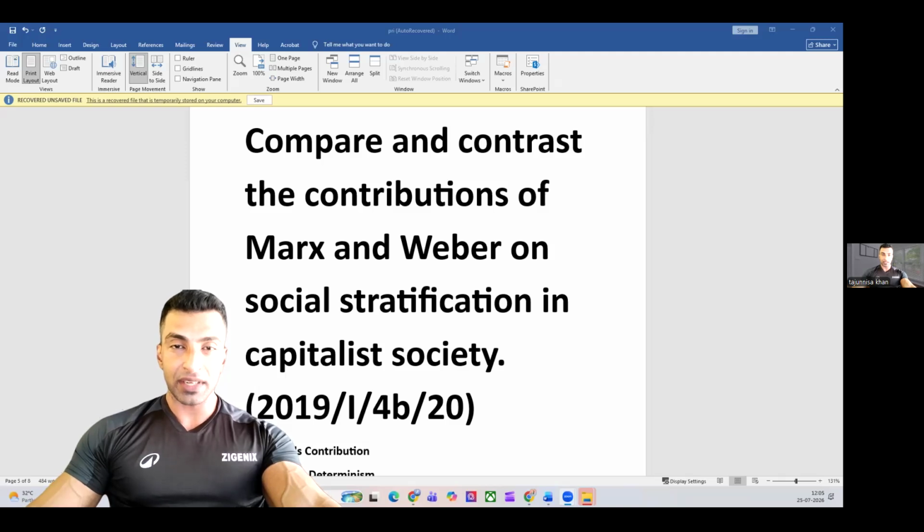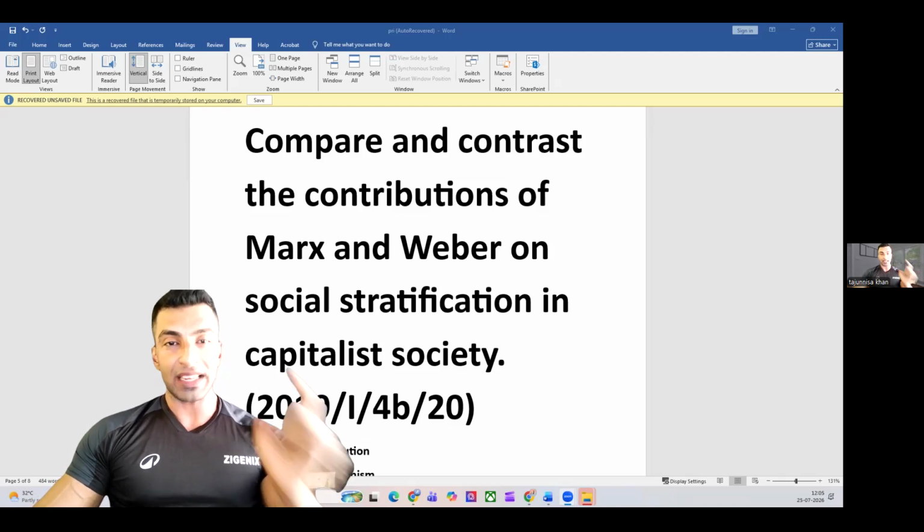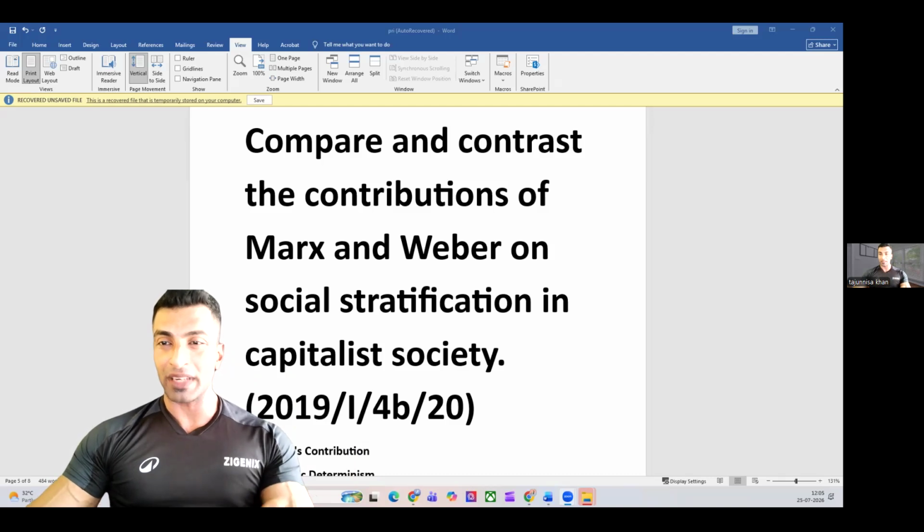So we will continue our discussion on previous year questions. Let me share the screen and the question, and then we can go with the further discussion. So as you can see here, the question is compare and contrast the contribution of Marx and Weber on social stratification in capitalist society. So it's a very common general question, very much expected also.